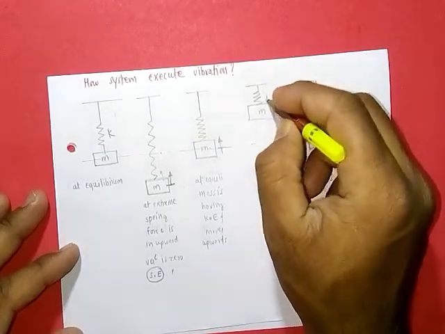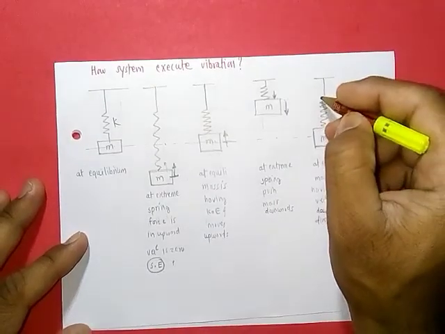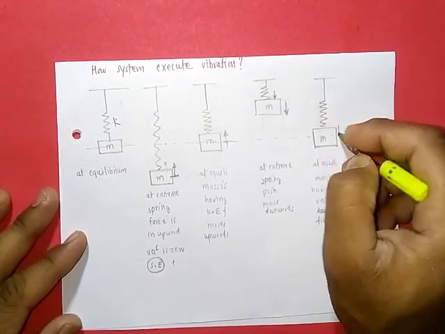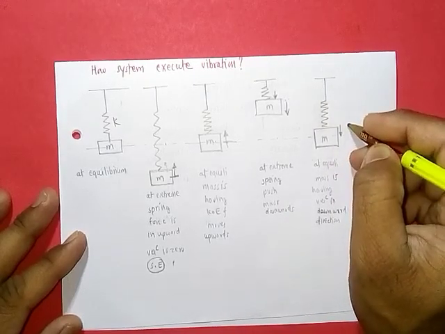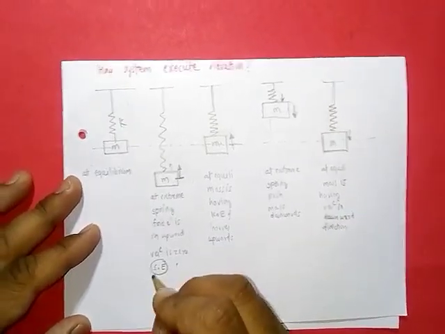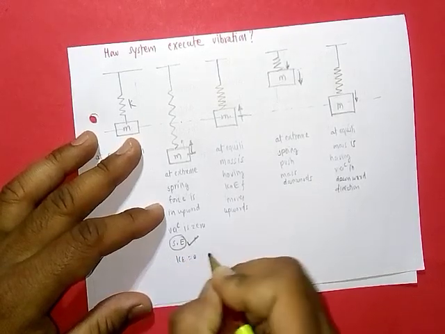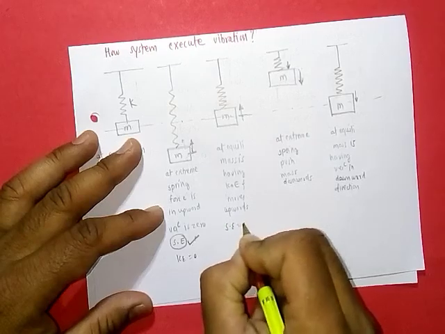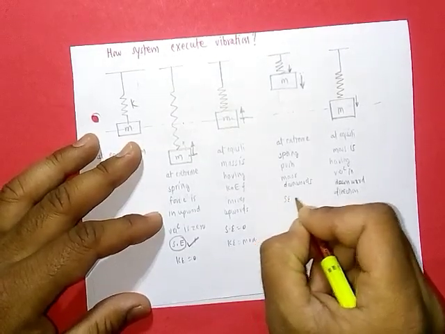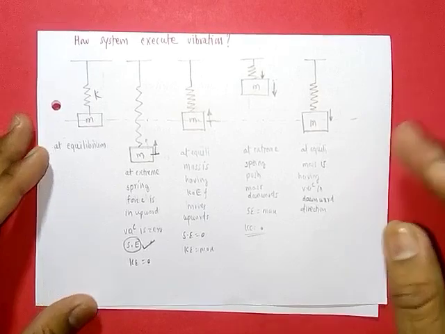Then again in the extreme condition, there is no velocity, so kinetic energy is zero. It has only strain energy or potential energy, and due to this spring force, the mass moves again to the equilibrium or mean position. When it comes to the mean position, it again has velocity, and due to velocity it will move in the opposite direction, and this cycle continues again and again. It means at the extreme condition it has strain energy and kinetic energy is zero. At equilibrium, strain energy or potential energy is zero and kinetic energy is maximum. Again in the upward direction, strain energy is maximum and kinetic energy is zero. So due to these energy interactions or conversions, vibrations take place continuously.